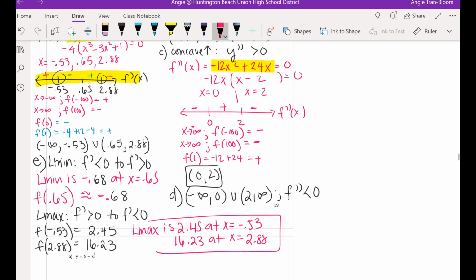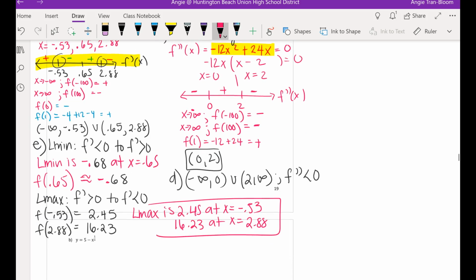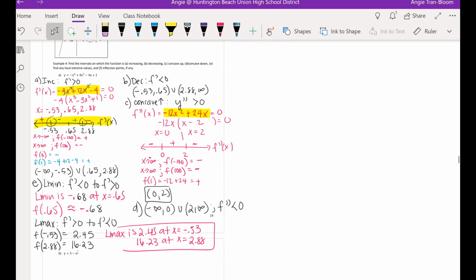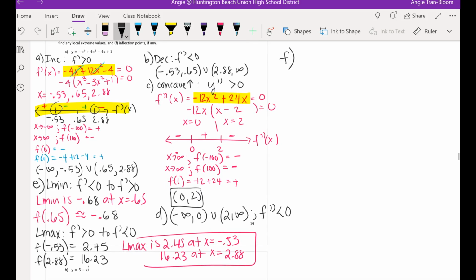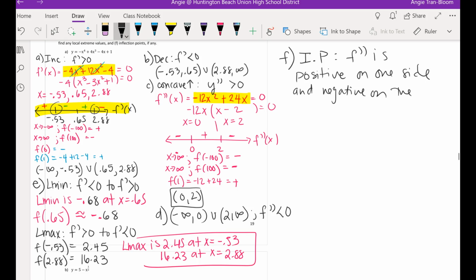Our last one is F, the inflection points, if we have any. I'm going to try to squeeze that in. Sorry if I have a lot of space, you probably don't. I'm going to write F over here. I have infinitely many. An inflection point is when the double derivative is positive on one side and negative on the other side. I already did the graph for the double derivative. It's right here.